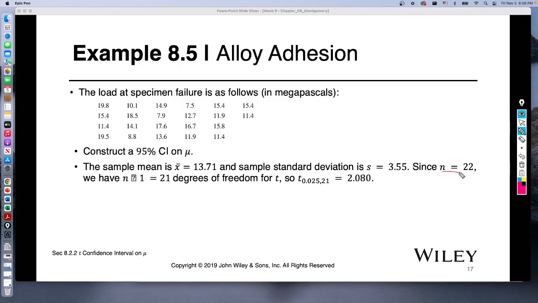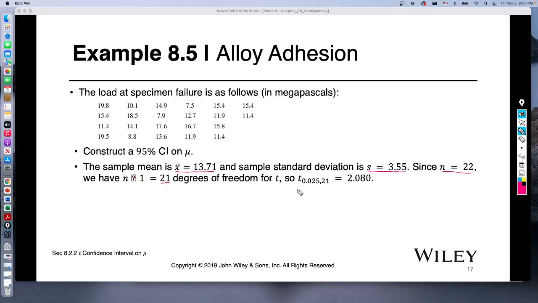So they tell us that n is equal to 22. They did the calculations. This sample has a mean of 13.71 and a standard deviation of 3.55. Again, they would calculate those like we did last time. This should be n minus 1. So we've got 21 degrees of freedom because there's 22 pieces of data.